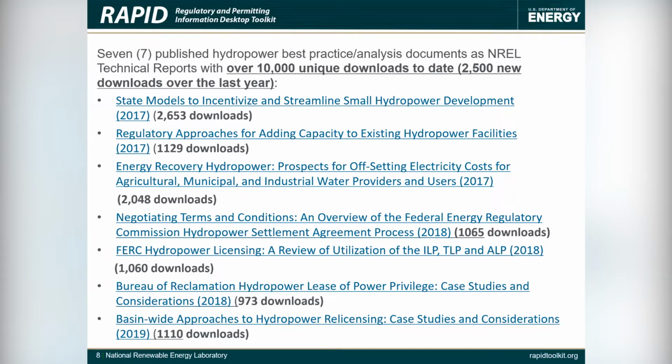You can see that to date, these 7 publications have over 10,000 unique downloads. Of that, over the course of the last year, from when we held a webinar last summer, we've seen over 2,500 new downloads, and all of them have really been utilized to a great extent, with almost all of them except for one now having already surpassed the 1,000 download mark. So we've been really happy with the utilization of these best practices within our Rapid Toolkit. Next slide.